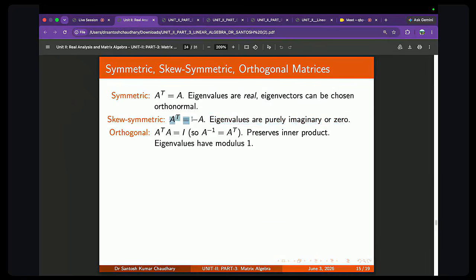Skew definition is A transpose equals minus A, and the property is that it will always have eigenvalues either purely imaginary or zero. Orthogonal: A transpose times A is equal to I, or A times A transpose is I, or you can say A inverse is A transpose. And the eigenvalues are plus or minus 1 only. It preserves inner product.